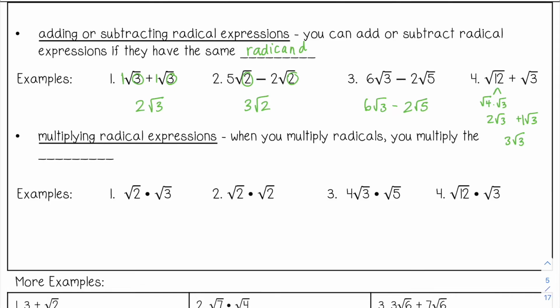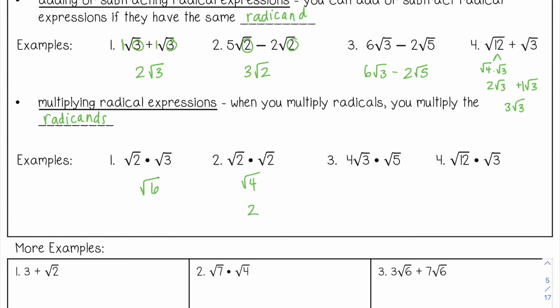All right, so multiplying radical expressions. When you multiply radicals, you multiply the radicands. So square root of 2 times square root of 3. I'm just going to multiply the numbers inside to give me a square root of 6. Number 2, square root of 2 times square root of 2, that's square root of 4. And then always make sure you simplify all the way down. The square root of 4, that's a perfect square, so 2.